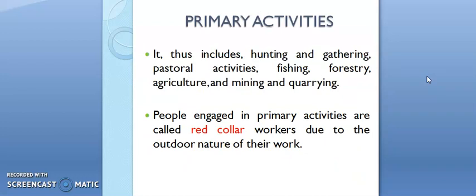Now in the earlier days, primary activity included hunting and gathering also. People used to gather different kinds of materials from the forest. That was part of primary activity, as well as hunting. Different kinds of pastoral activities, fishing, forestry, agriculture, mining, quarrying, all these activities come under the primary activity. Now the people who are engaged in primary activity are called red collar workers. According to their job we have some divisions like red collar worker, golden collar worker, pink collar worker, blue collar worker. So the people related with pastoral activity, fishing, mining and so on are called red collar workers.